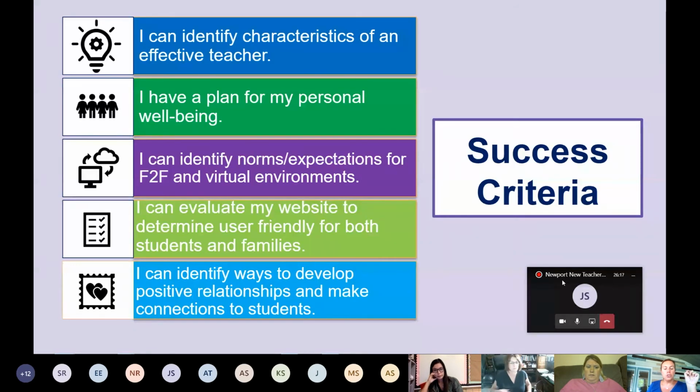We also want you to think about how you're going to evaluate your website, and that doesn't mean you have to have a website. It's your learning management system, whether that be your Google Classroom page or wherever it is. How do we evaluate that to know whether or not both students and families are able to access and use it in an easy way? And the last one is, let's be very specific about ways that we can develop positive relationships and make connections to students, okay?